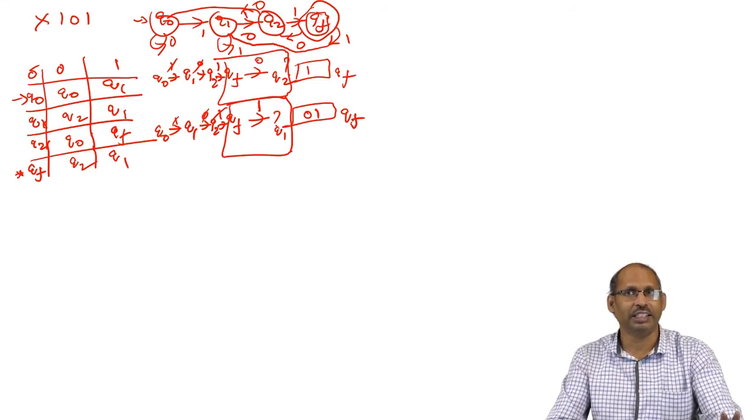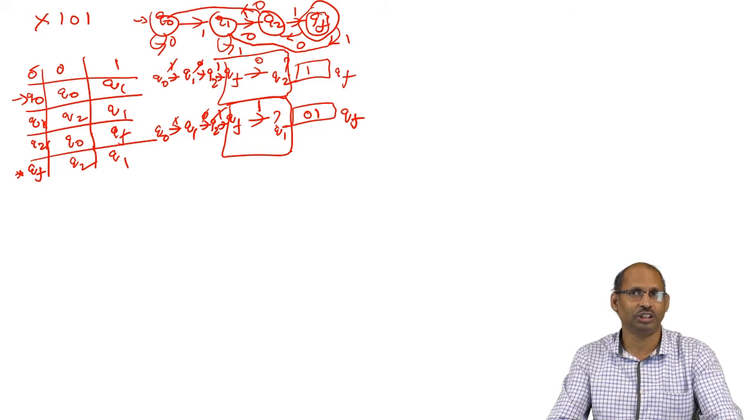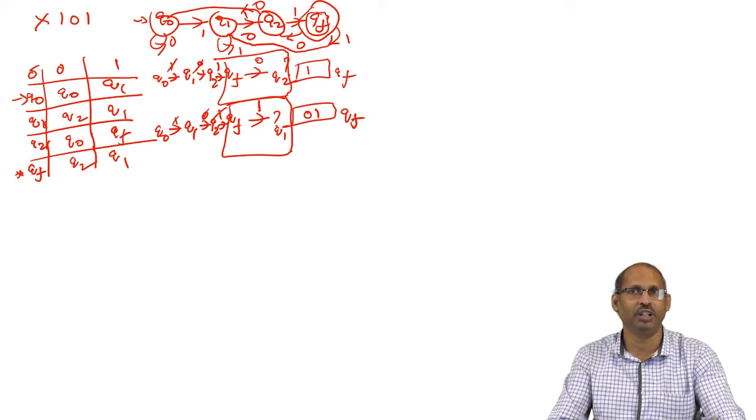So we have considered the transition diagram and transition table. Already you know how to write the 5 tuple notation. Give one string for acceptance and one string for non-acceptance. So these are some examples for DFA.